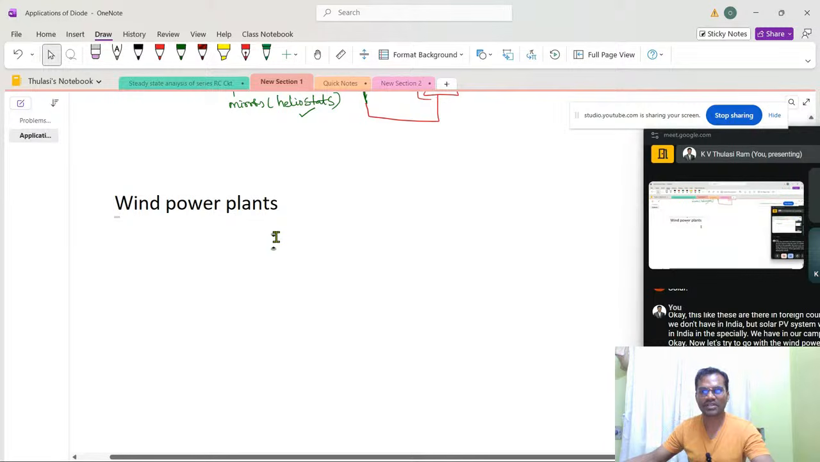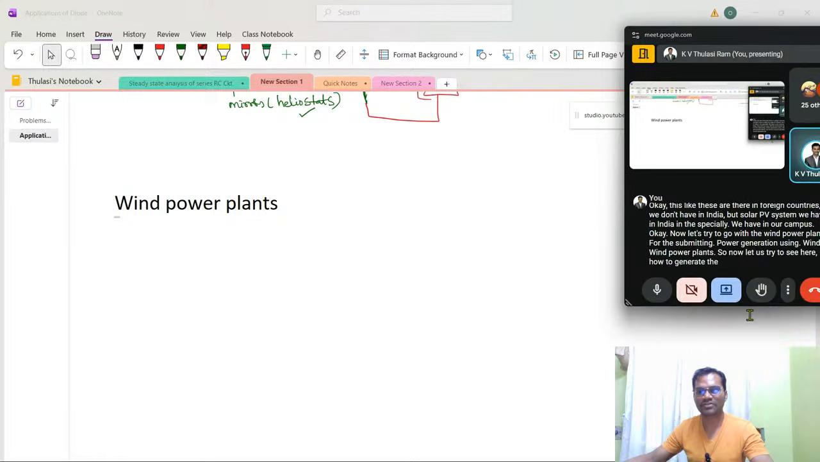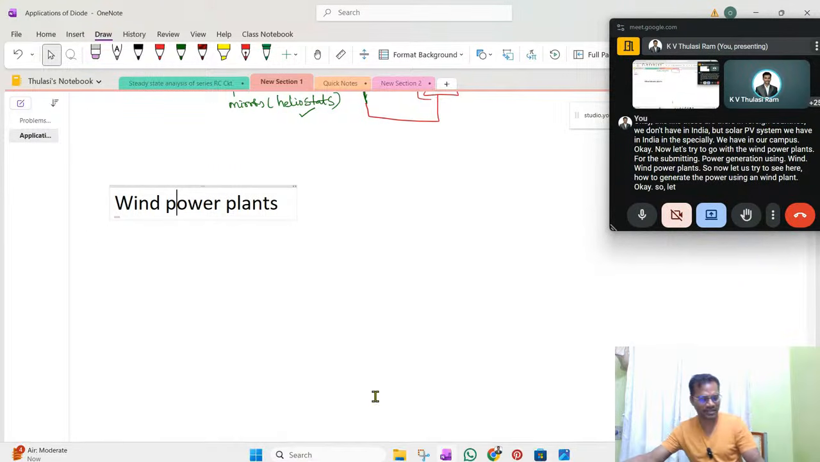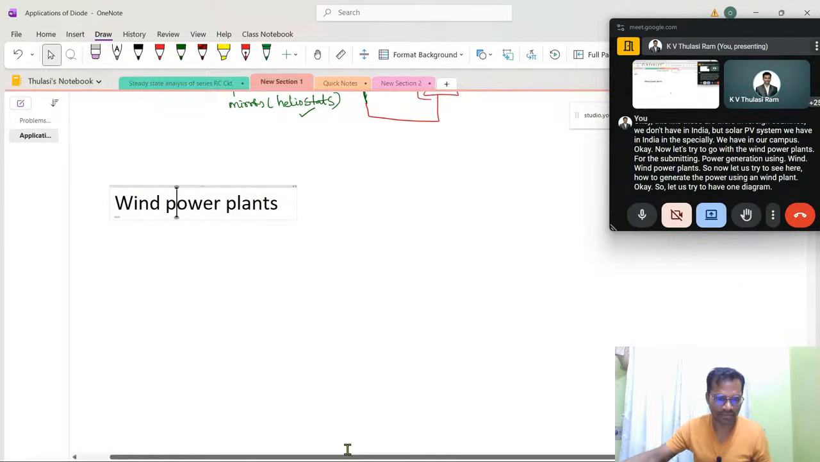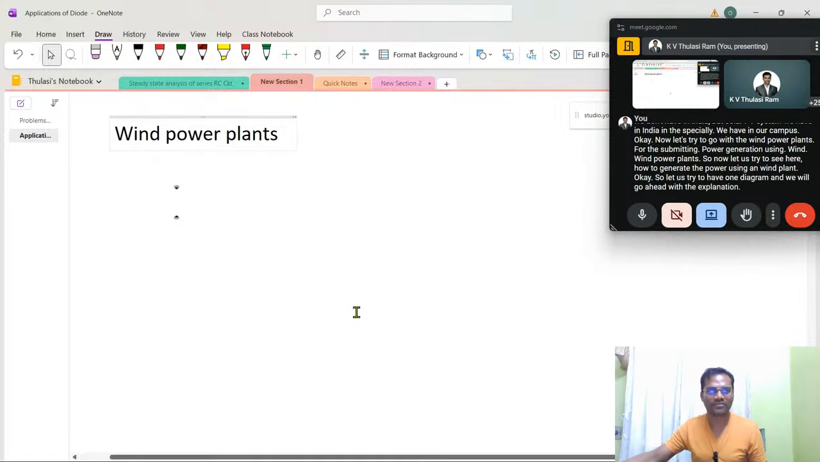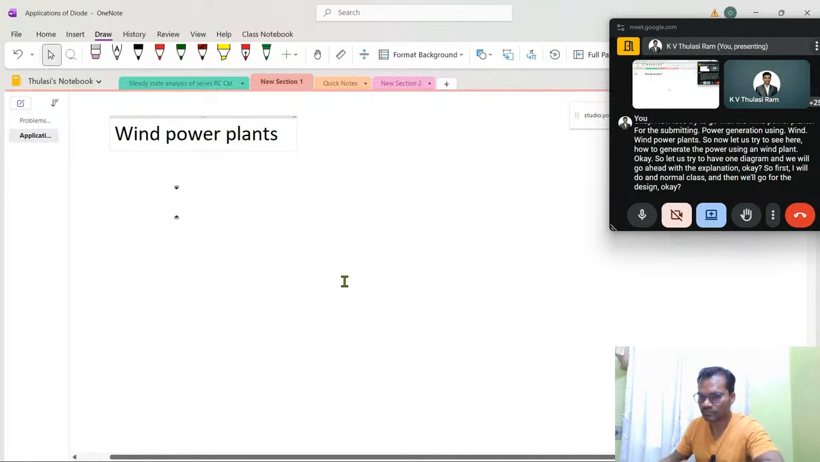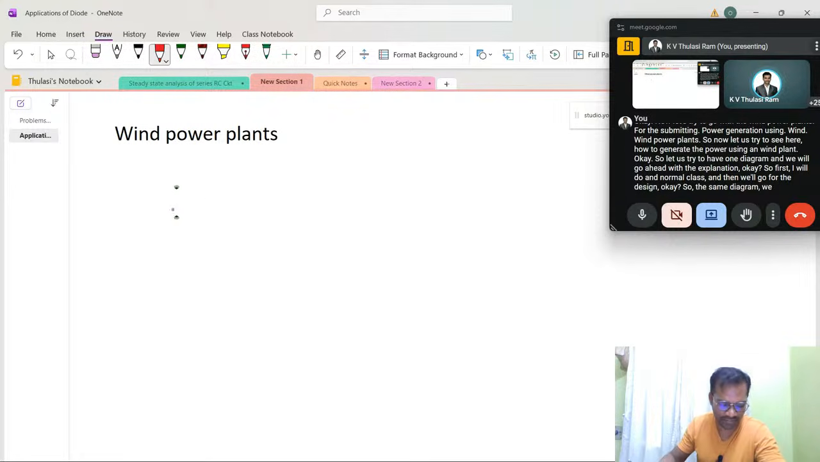So now let us try to see how to generate power using a wind plant. Let us have one diagram, and we'll go ahead with the explanation. First I will give a normal class, and then we'll go for the design. The same diagram you have to draw in the exam also. So see this diagram.